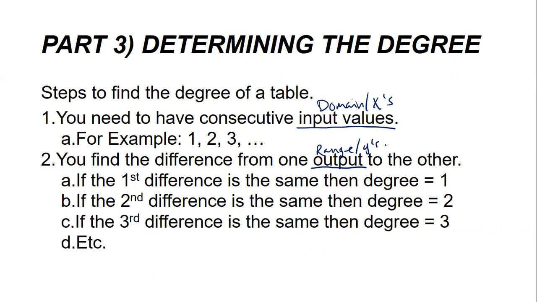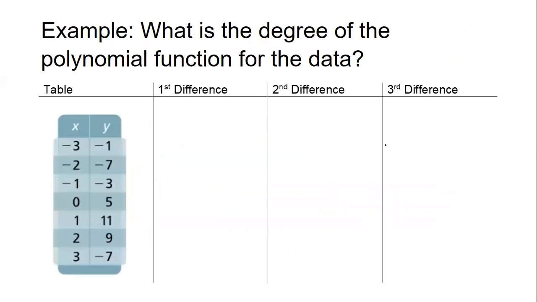If the first difference is the same, then the degree equals 1. If the second difference is the same, then the degree equals 2. If the third difference is the same, then the degree equals 3, etc. So can you subtract? Yes, we can. So let's do our example.